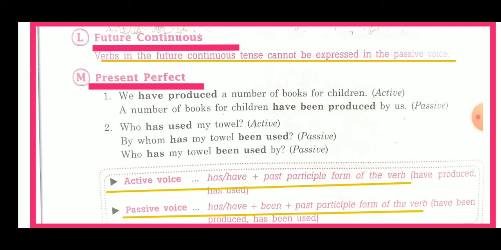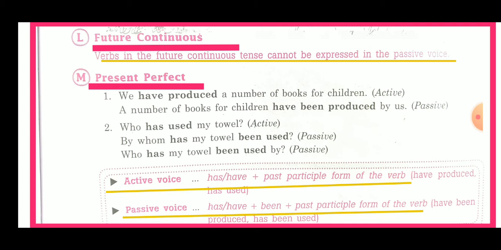So let us come up to present perfect tense. In present perfect tense, we have the verb has/have plus past participle. That will be changed into has/have plus been plus third form of the verb, that is past participle. In continuous tense, we were using being, B-E-I-N-G. Now we are using been.